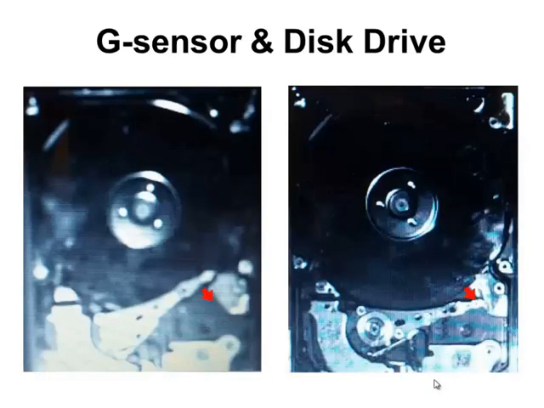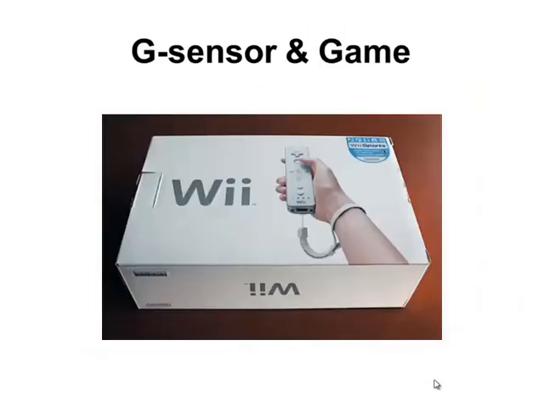Also, it is applied in the hard disk. This is a picture acquired from a video on YouTube. It showed that the hard disk is falling from the table to the ground, and the sensor senses the change of the G and parks the head in a safety zone. It's also used in many gaming devices, for example, the Wii.